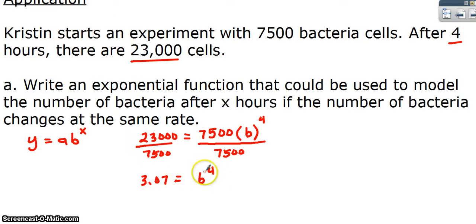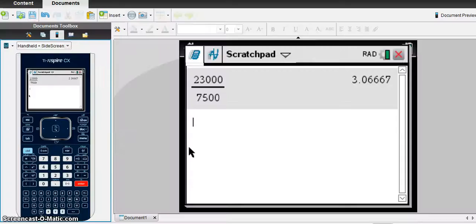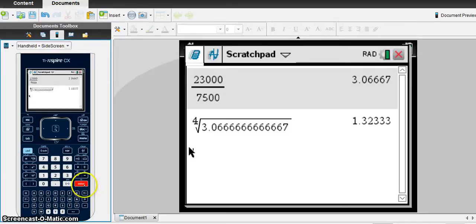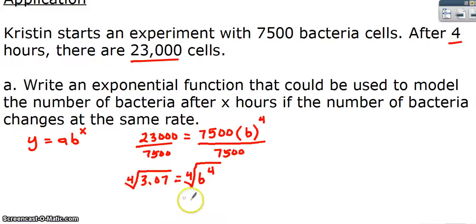All right, and then we've got to get rid of that 4th power. So to get rid of an exponent, you take the root, the 4th root of that number. To do a 4th root, you press control and then the exponent key, which is this. Type in the index you want. We want 4. And then for this part, we want to copy that number down, hit enter. So 1.32 equals b.